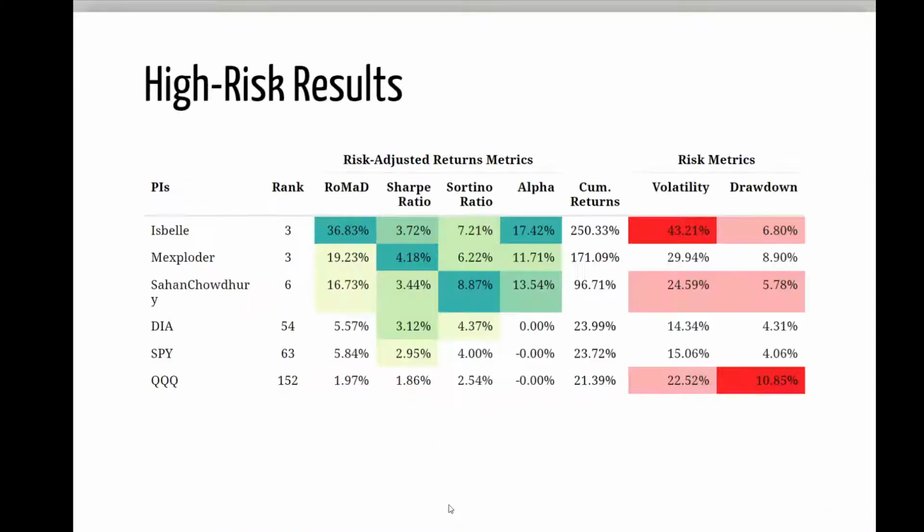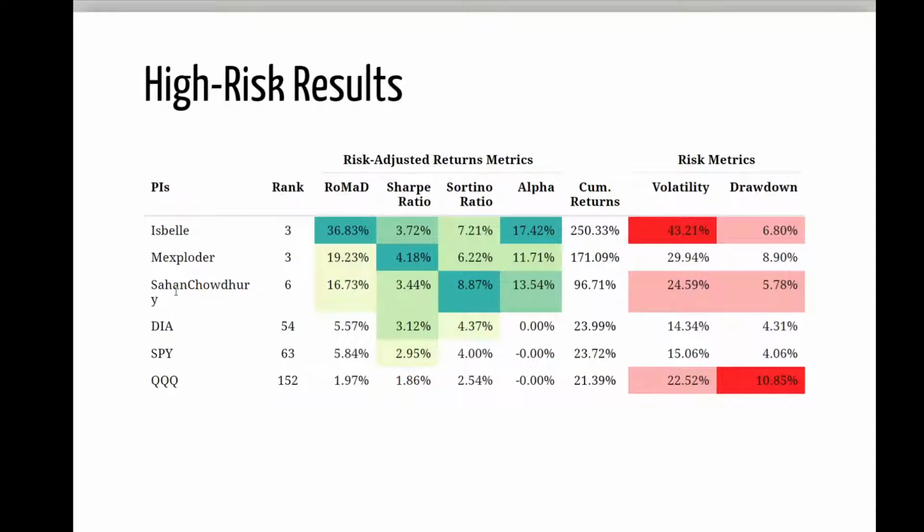So let's see. Oops. Okay, I thought the results didn't come up. So let's see who made it into the top 3. These are interesting people. So in first place, we have Isbelle. In second place, we have Mexploder, who I believe was here last week. And in third place, we have SahanChowdhury.